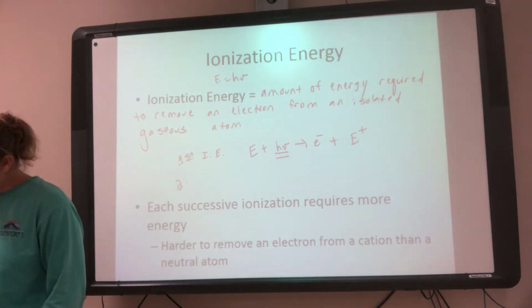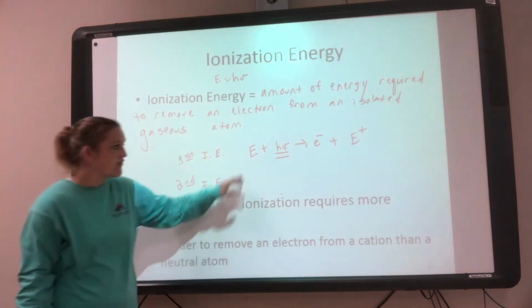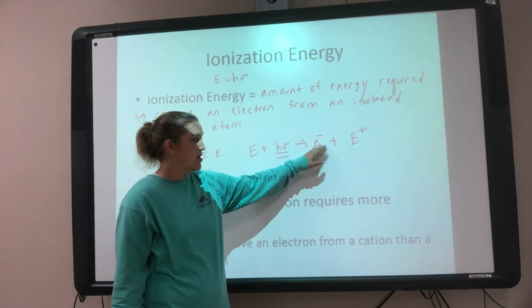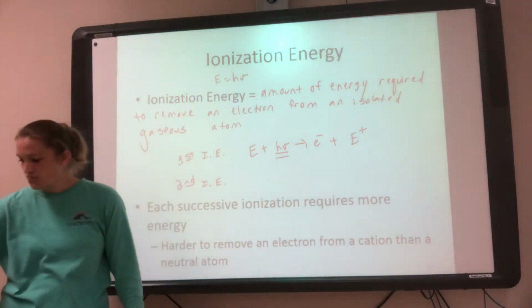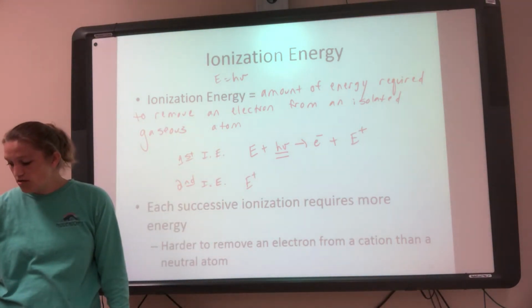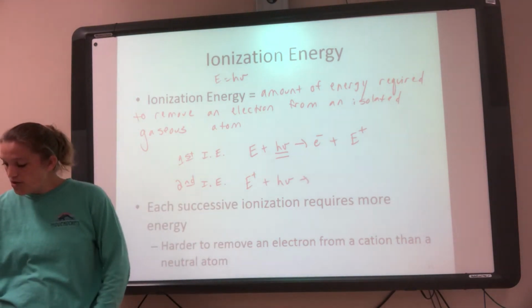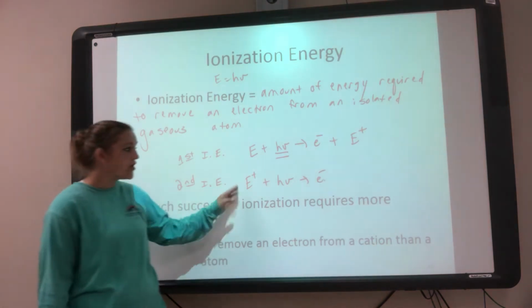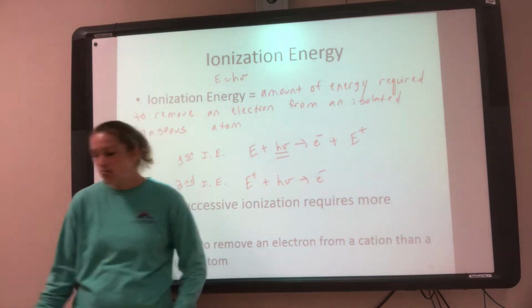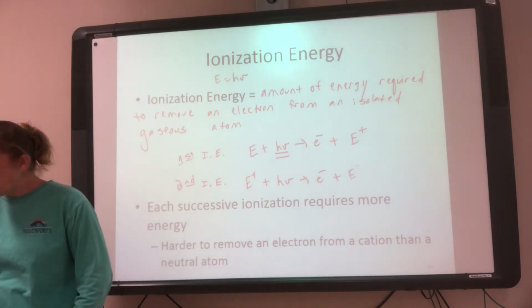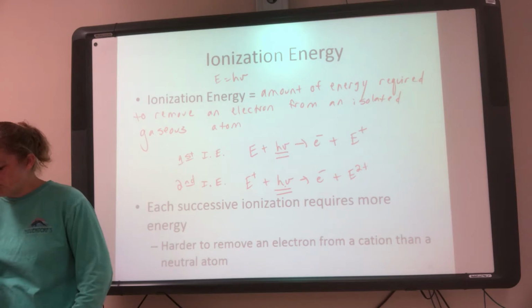I could also remove a second electron. The second electron, though, that I'm removing isn't going to be from the neutral, because this is the first one. Now I take my element after I remove the first one. This is what I have left over. I'm going to remove another electron. So I've got my cation. I'm going to put in some energy. I'm going to remove another electron. When I remove another electron, now it has 2 electrons missing. So it is going to be a +2 cation. Okay? So this would be the second ionization energy.